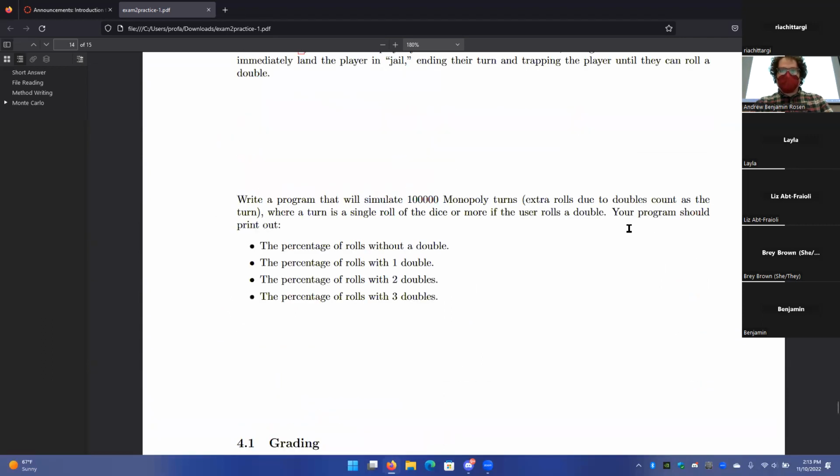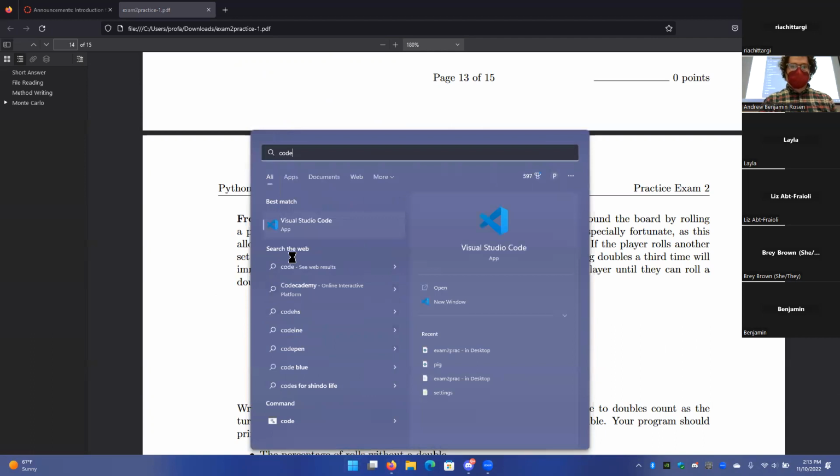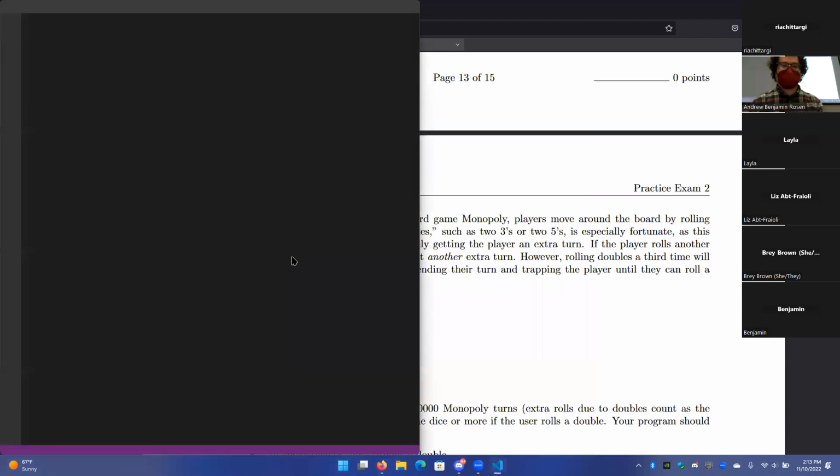And a footnote here that I added was saying that you can roll the same pair as you did the first time. Right. So you can roll 3 3s and then you can roll 2 3s and then you can roll 2 3s again. So let's boot up Visual Studio Code and get to it.